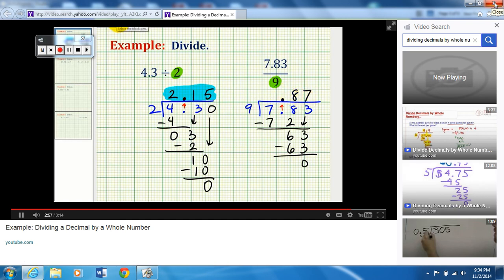And often what you'll see textbooks do is put a 0 in the ones column. It's not required, but sometimes you'll see it written like this. In the next video, we'll take a look at how we divide a decimal by another decimal.